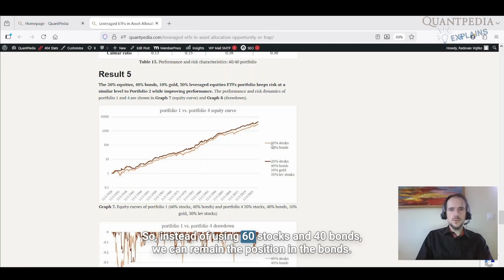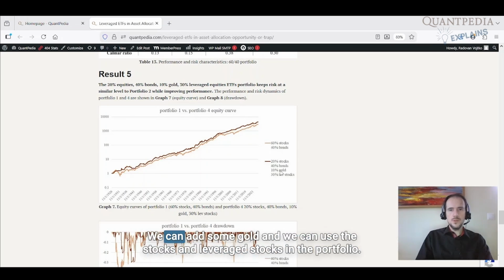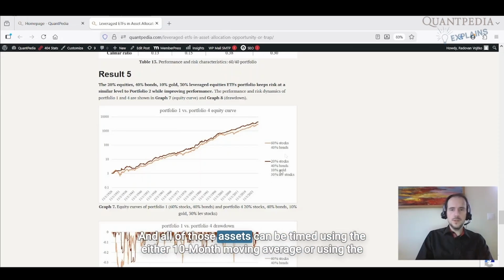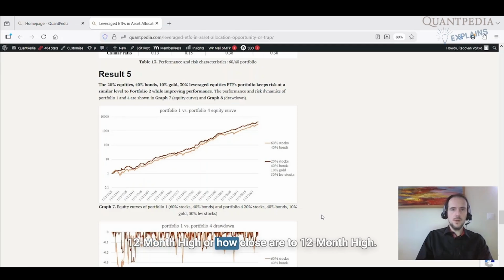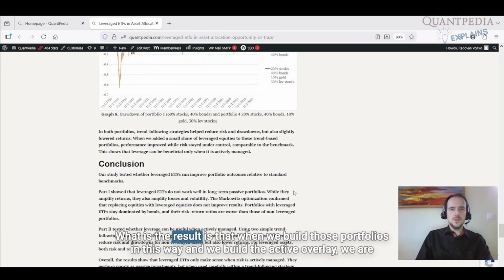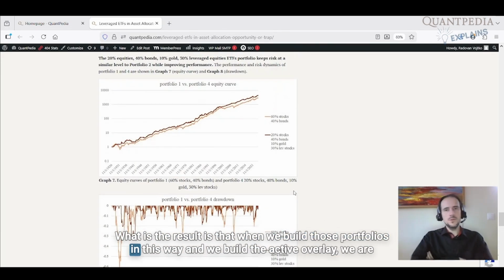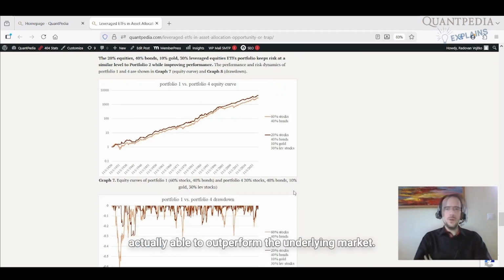So instead of using 60% stocks and 40% bonds, we can keep the position in the bonds, we can add some gold, and we can use stocks and leveraged stocks in a portfolio. And all of those assets can be timed using either the 10-month moving average or the 12-month high, or how close we are to the 12-month high. The result is that when we build those portfolios in this way and use the active overlay, we are actually able to outperform the underlying market. We are able to outperform the 60-40 benchmark with lower risk and higher performance.